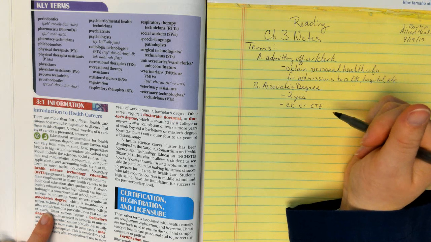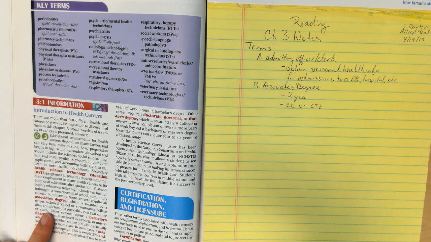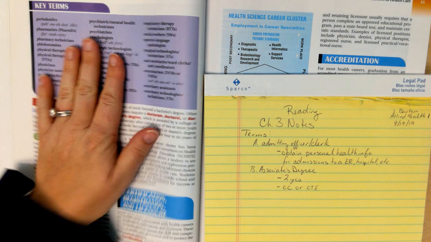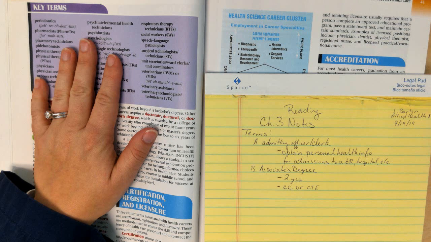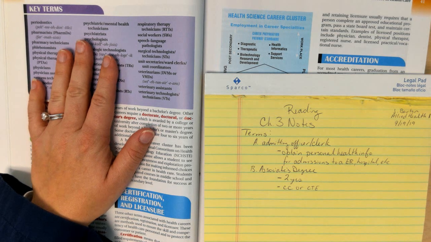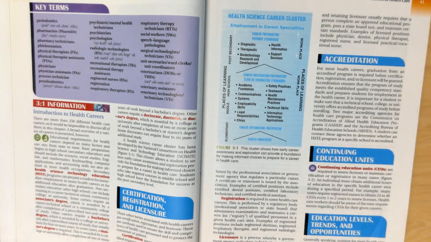So go through all the terms, and whatever you know, don't worry about writing down. Never write anything down that you know. Only write down what you don't know. Now, this has a lot of terms. This chapter is going to be very term heavy, and it's going to be a lot of work up front. But I guarantee you it's going to make things so much easier to study and process while we're in class.